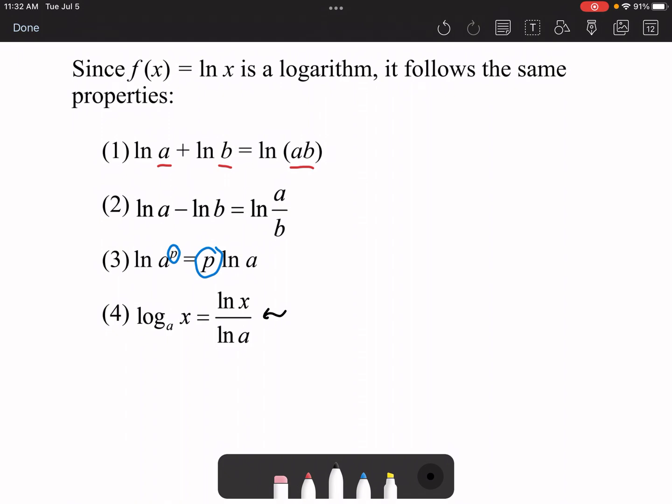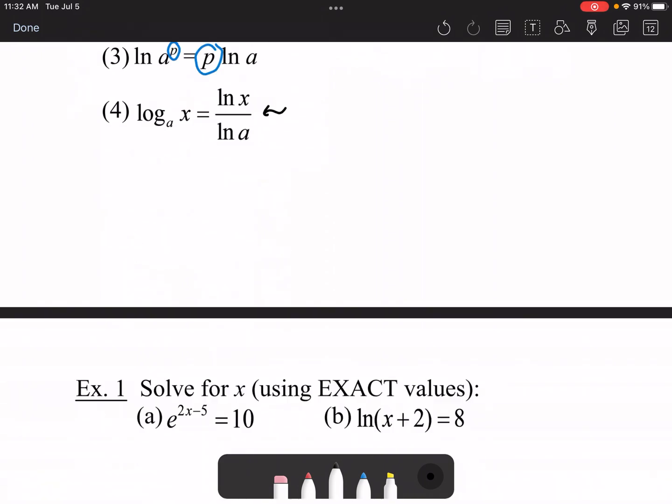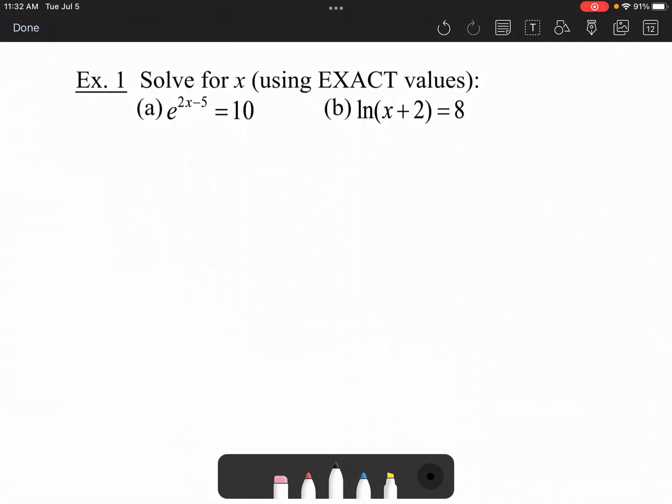Okay, so now we're going to solve some exponential and logarithmic functions using the inverses and simplify some statements. Okay, now please realize that what we're going to do is solve for the value of x using exact values in each of these cases.